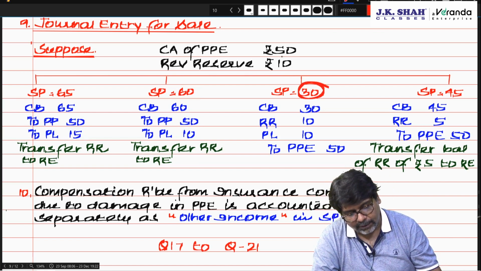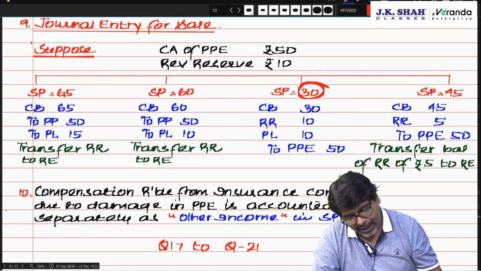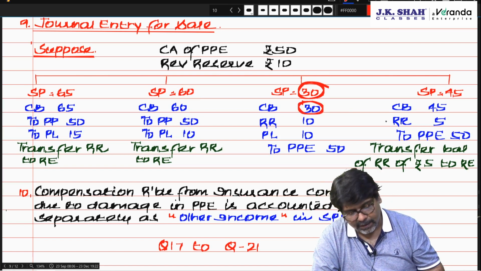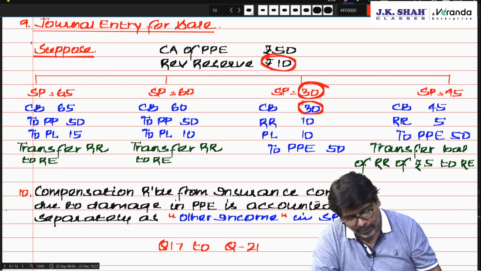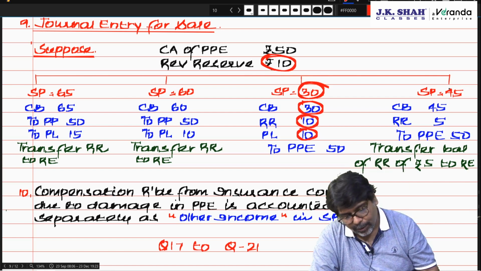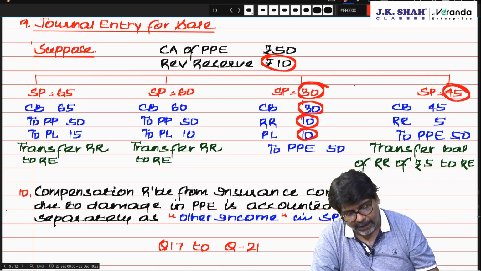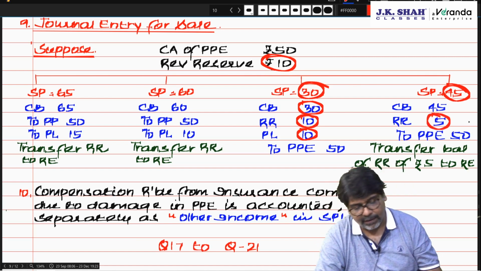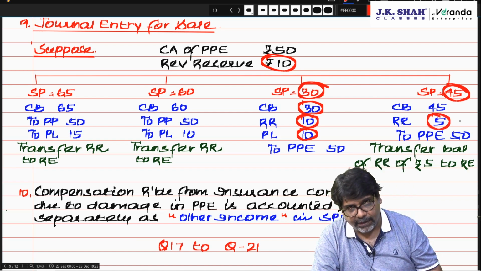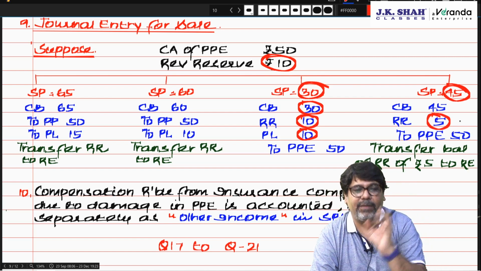Sold it for 30. So there is a loss of 20. So 30 rupees. Revaluation reserve 10, you will use it here, excess loss to P&L. You sold it for 45, so only 5 rupees is lost. That 5 rupees loss you will set off from revaluation reserve. Balance in revaluation reserve 5 will be transferred from revaluation reserve to retained earnings.